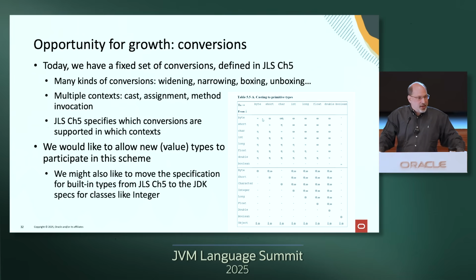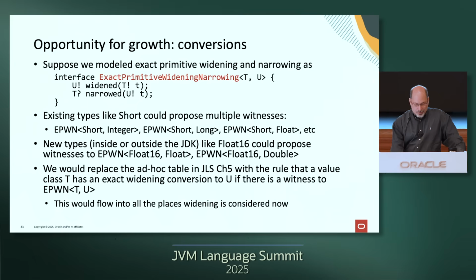There are many contexts in which some conversions are allowed in this context, but not that context. And when it comes to the primitive types, it has these big, nasty tables, 9x9 tables of what kind of conversions are permitted between what kinds of types. And we would like for value types to be able to participate in this scheme. We would like to be able to do that without having to amend Chapter 5 of the JLS every time we come up with a cool new numeric type. In fact, we'd like to get rid of this horrible specification in Chapter 5 and replace it with something that we can derive from the properties of the types that are convertible.